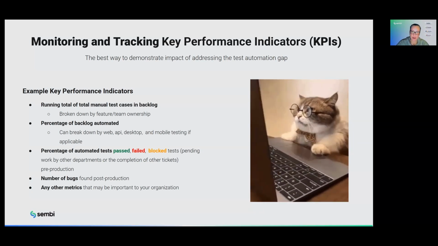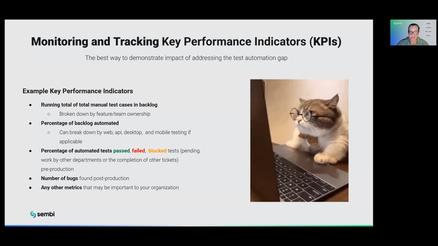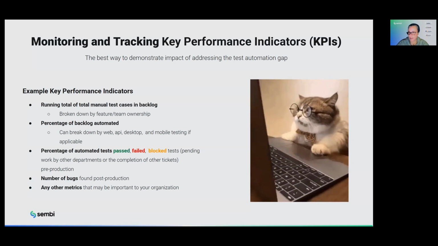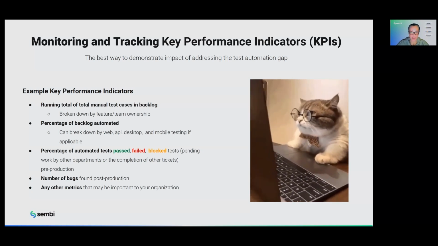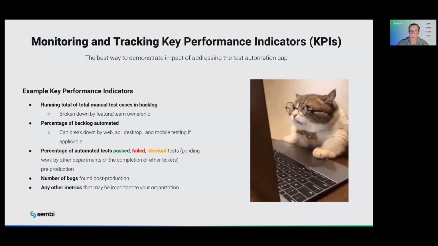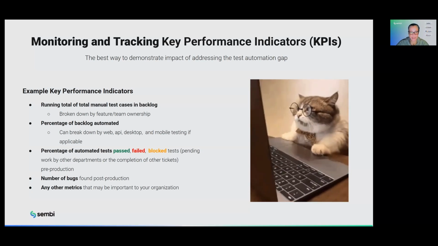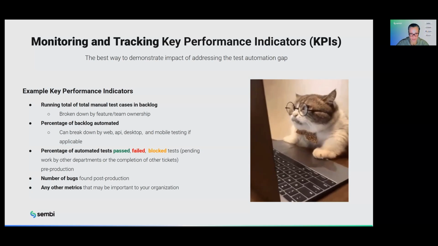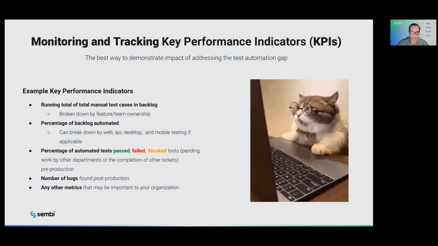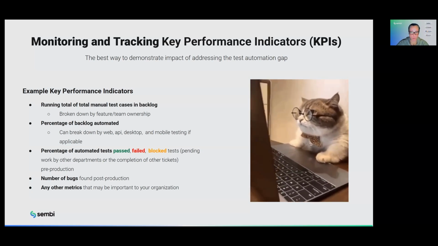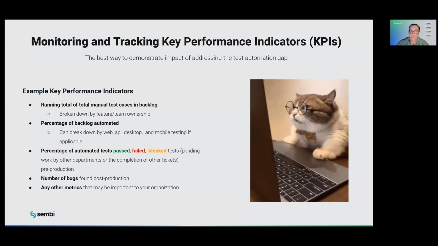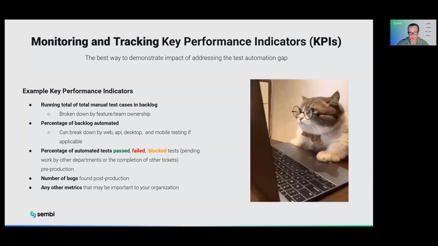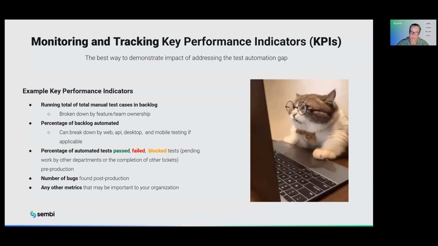So some examples of indicators that you might want to track is the running total of manual test cases in the backlog. You can demonstrate that as you automate, the amount of manual testing is going down. You can break it down by feature and team ownership. The percentage of your backlog automated. You can break that down further by your web tests, API, desktop, mobile testing. Percentage of your automated tests that passed, failed, or are blocked. You can do the same with your manual regression.